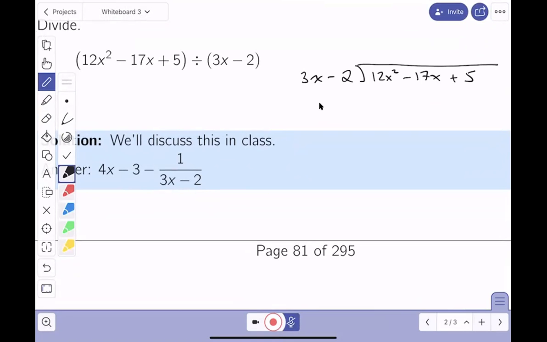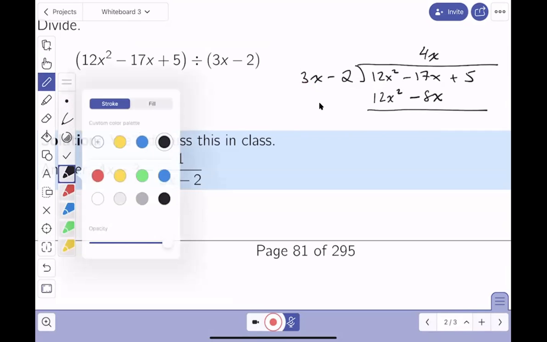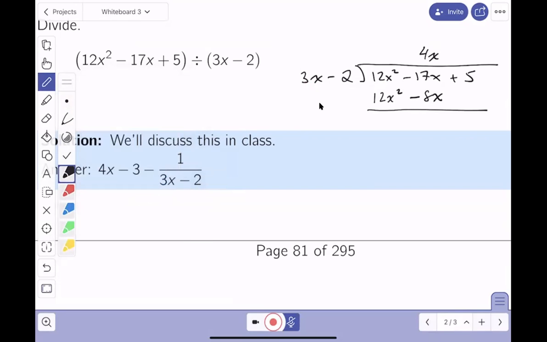Very smoothly. All right. So what am I looking at? I'm looking at 3x. My question is, what times 3x would match this 12x squared identically? And that would be 4x. I'll write that down for you. What's 4x times 3x? 12x squared. All right, let's keep going. What's 4x times minus 2? Minus 8x. Again, if this were me doing the problem, I would just simply subtract. And if you subtract that, what are you going to get? You can get minus 9x.